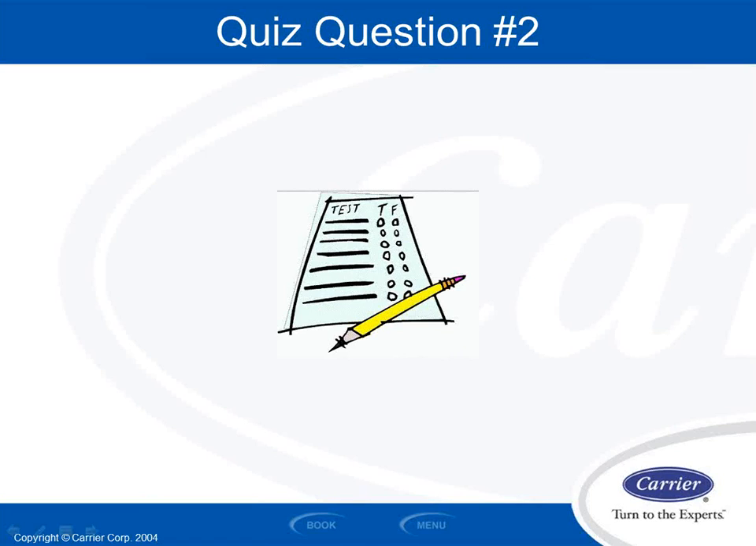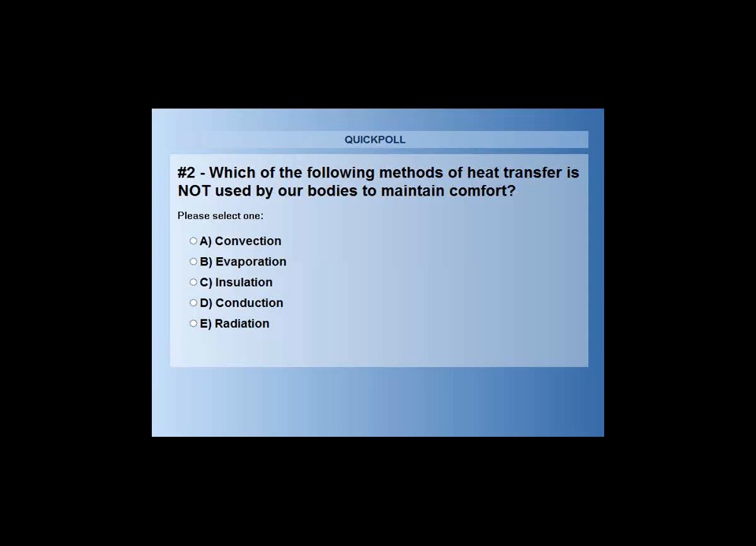All right, which of the following methods of heat transfer is not used by our bodies to maintain comfort? So which of the following is NOT, right? So pick the bad one here. The choices are convection, evaporation, insulation, conduction, and radiation. Four of those are main heat transfer mechanisms that our body's going to use. One of them is not. Pick the one that is not.